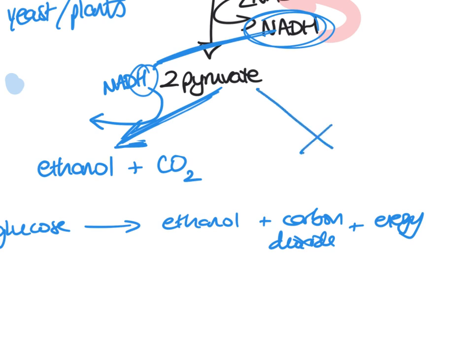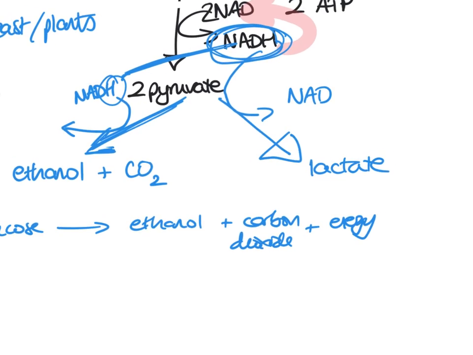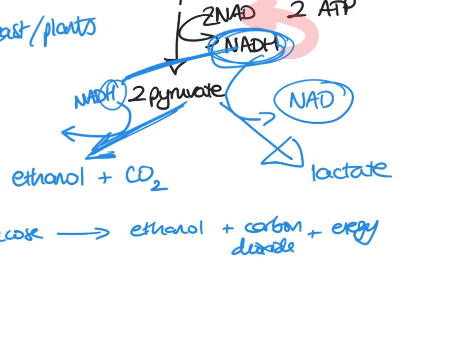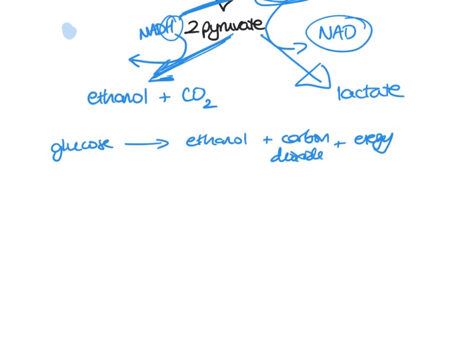What happens in your muscle cells? So the NADH reacts with the pyruvate. The hydrogen reduces the pyruvate to make lactate. And obviously you've regenerated the NAD and that allows glycolysis to keep going. So hence in muscle cells it's glucose gives you lactate, and there's no carbon dioxide there.